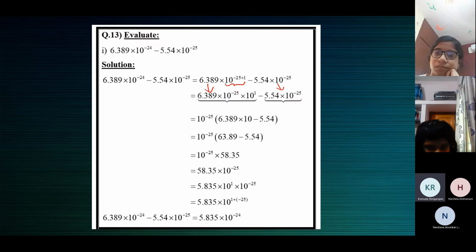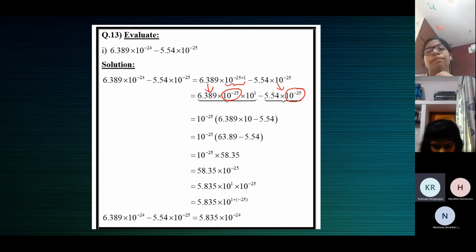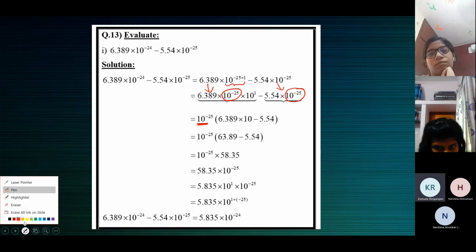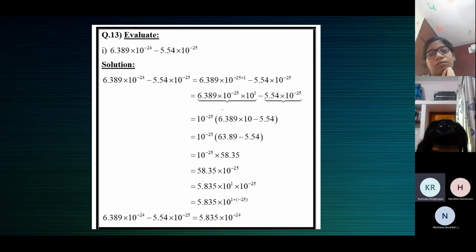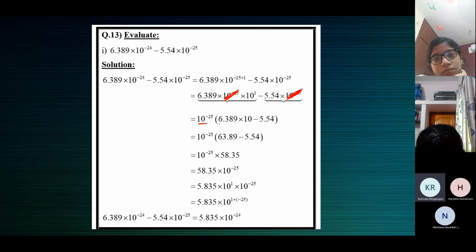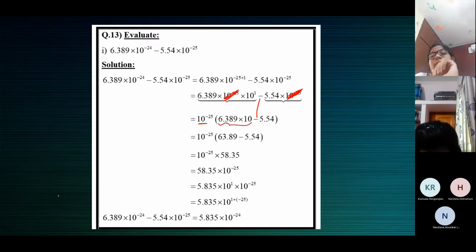Now we see that 10 to the power minus 25 is common. We take it out. Bring it out. So we've written this outside, and write the remaining inside the bracket: 6.389 into 10 minus 5.54. Yes or no? Yes, ma'am.